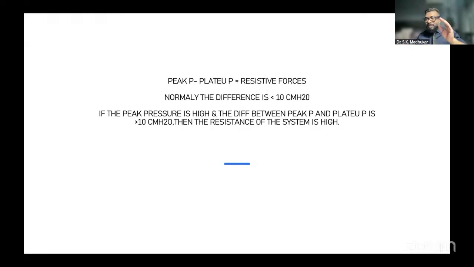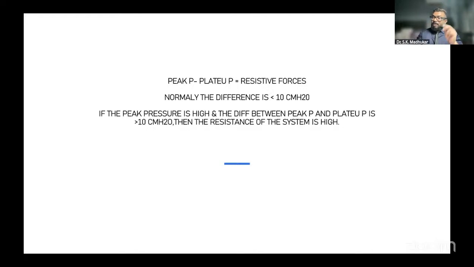So in the ventilator, you have the peak airway pressure, you have the plateau pressure. If the peak airway pressure is high, you subtract the plateau pressure from the peak airway pressure. And if it is more than 10, then it means that the airway pressure is because of high resistance of the airway, and you have to treat the patient to lower the airway resistance, for example, with bronchodilators.